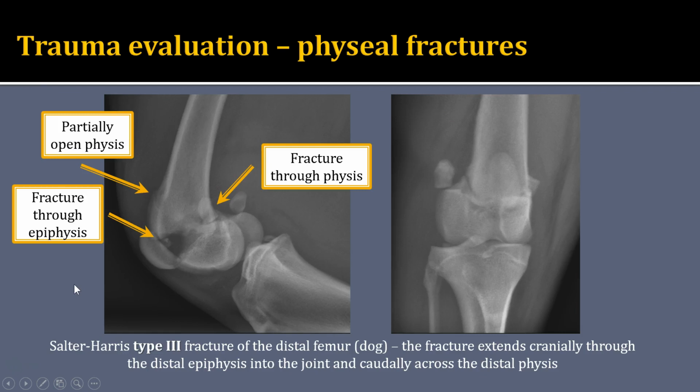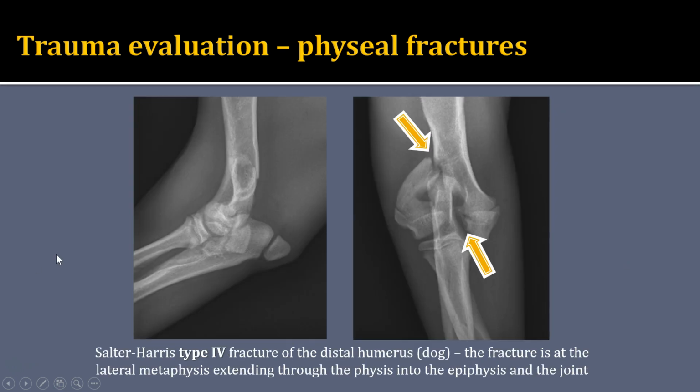Here's an example of type 3, and these are pretty uncommon. Again, type 3 is going to go through a portion of the physis. This is the distal physis of the femur, and then is going to go through the epiphysis. So here is the continuation cranially of the physis, and so this fracture line is going through the epiphysis. Not very easy to identify on the craniocaudal view.